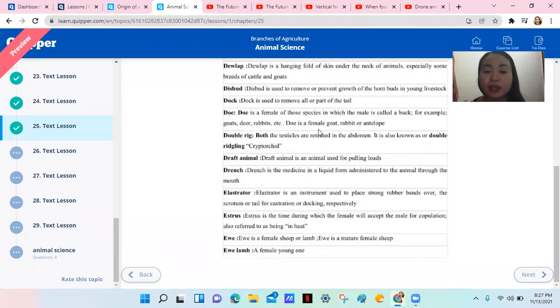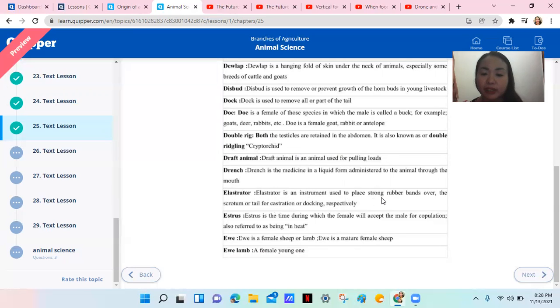Doe is a female of those species in which the male is called a buck, for example goats, deer, and rabbits. Doe is a female goat, rabbit, or antelope. Double rig: both testicles are retained in the abdomen. It's also known as double ridgling or cryptorchid. A draft animal is an animal used for pulling loads. Drench is medicine in liquid form administered to the animal through the mouth.